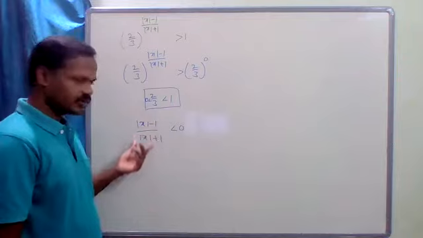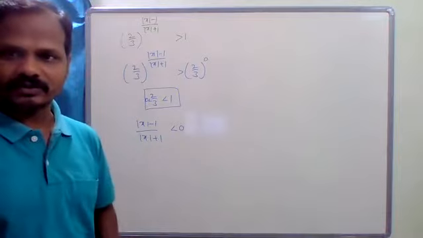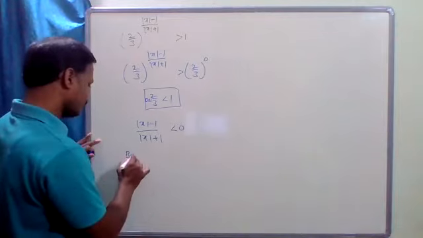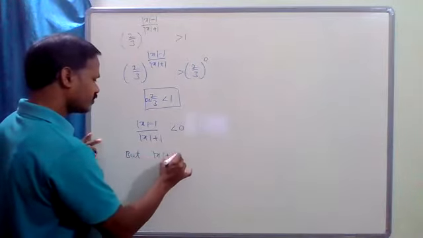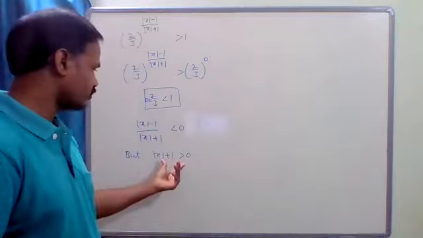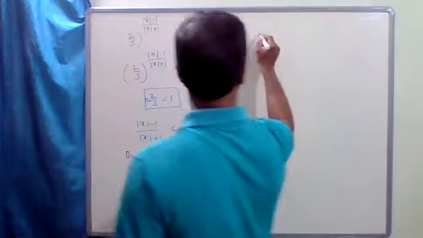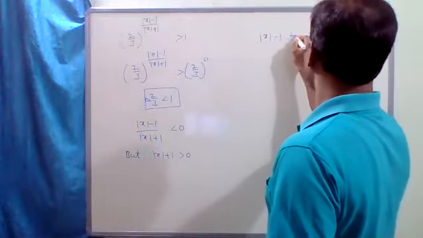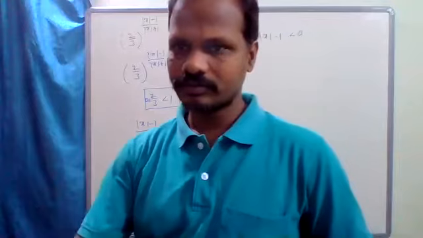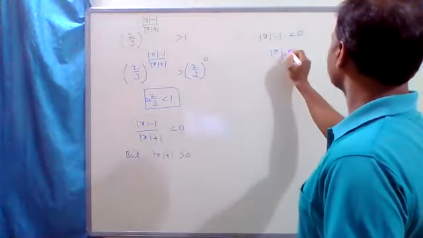Now this is a ratio a by b. So a by b less than 0 means one of them is positive and the other is negative. But |x|+1 is always greater than 0 because |x| is positive, and the sum of two positive numbers is always positive. Since the denominator is positive, the numerator must be negative. So |x|-1 must be less than 0.